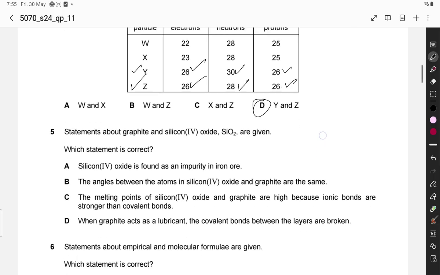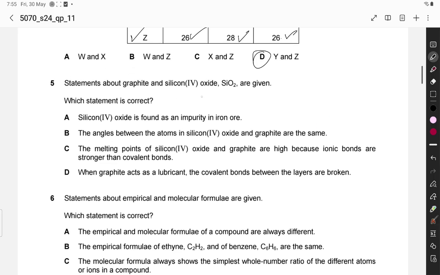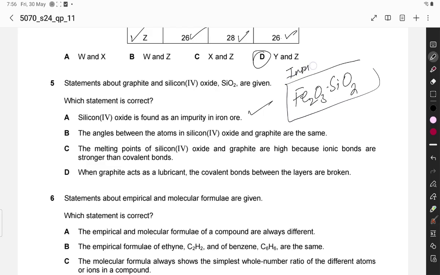D option is correct. Statements about graphite and silicon(IV) oxide are given. Which statement is correct? Silicon(IV) oxide is found as an impurity in iron ore. Yes. This is iron ore, Fe2O3, and SiO2 is the impurity in the iron ore, hematite. So A option is correct. So no need to waste time by discussing B, C and D.